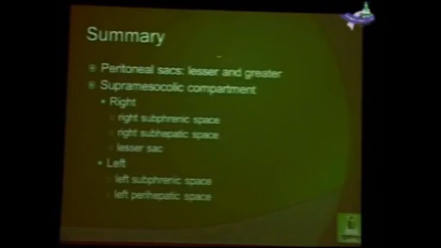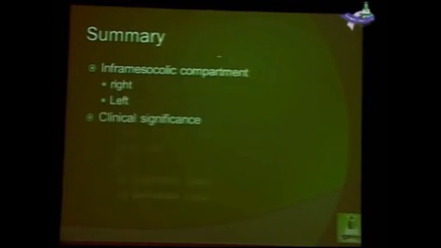So in summary, we've talked about peritoneal sacs, and we talked about the lesser and greater sacs. We defined the supramesocolic compartment, and we talked about its subdivisions into right and left. The right supramesocolic compartment contains the right subphrenic space, right subhepatic space, and the lesser sac, while the left supramesocolic compartment contains the left subphrenic space and the left perihepatic space. The inframesocolic compartment, we also defined the right and left inframesocolic compartments, and we talked about the clinical significance of these potential spaces.